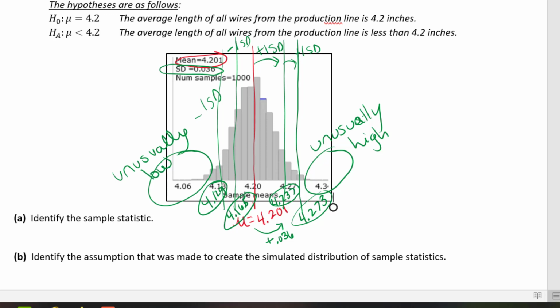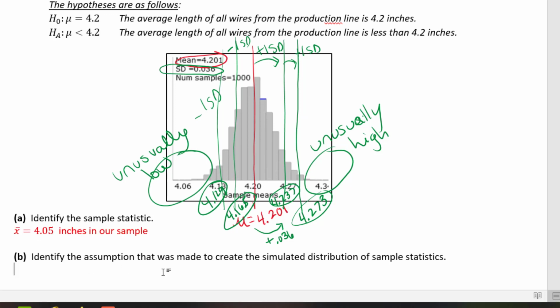All right, so it says in part A to please identify the sample statistic. So the sample statistic, they said, was that when we collected 78 wires, those 78 wires had an average mean length of 4.05. That is a sample mean, so that is an X bar. X bar equals 4.05 inches in our sample.